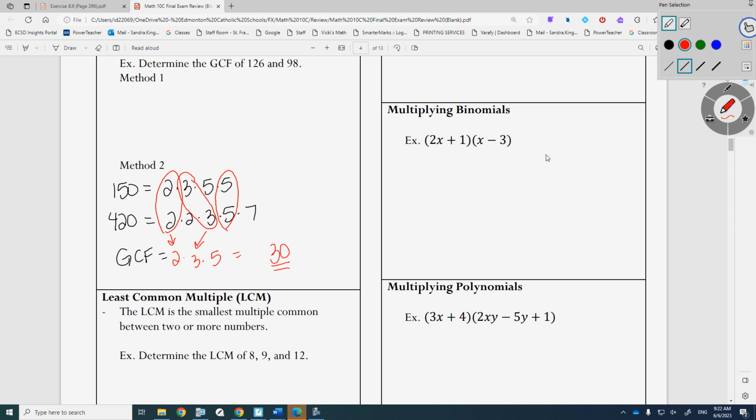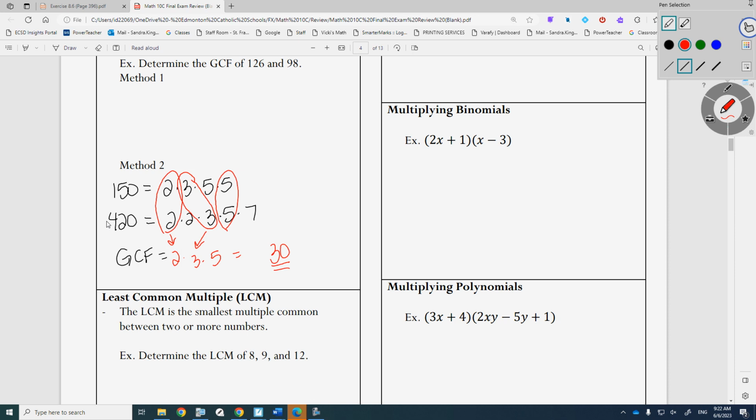What that means, you guys, is 30 is the biggest number that would divide. 150 is divisible by 30, and so is 420. The biggest number that we could divide into 150 and 420 that's common to both is 30.